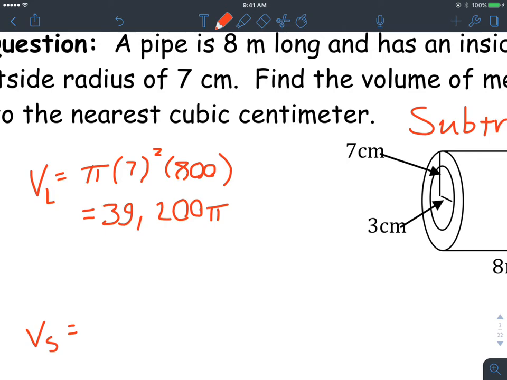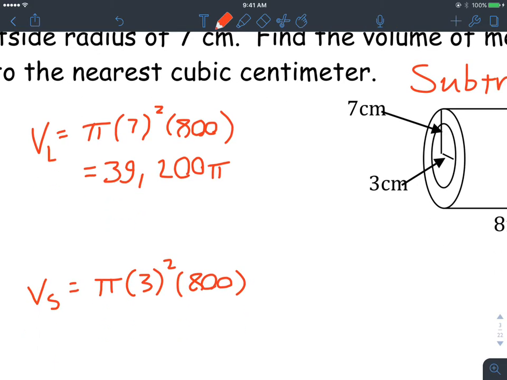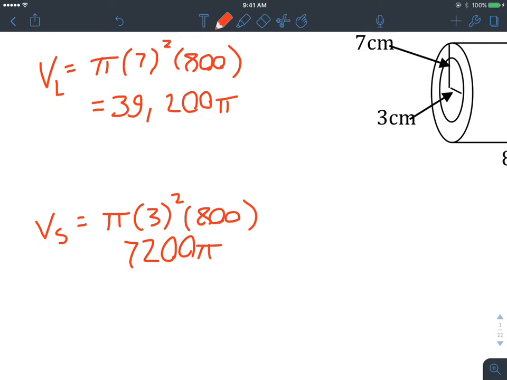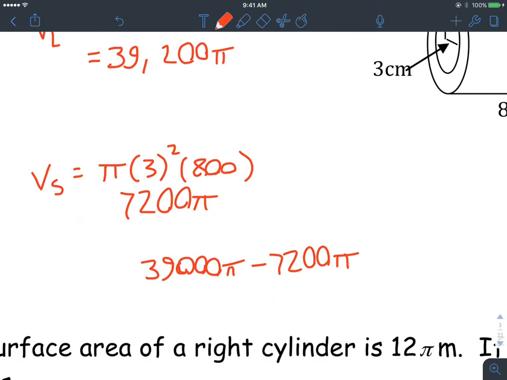Alright, the volume of the small one, we will go back and we'll use the other radius, so that'll be 3 squared, and then times the same height, so times 800. And then that comes out to, I think, 7,200. And then with the pi. And then we'll take those two volumes and then we'll subtract them. So I need my pi minus 7,200 pi. So subtract those off and you get 32.